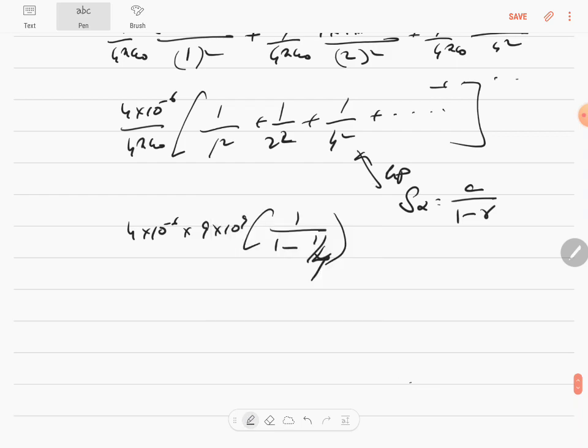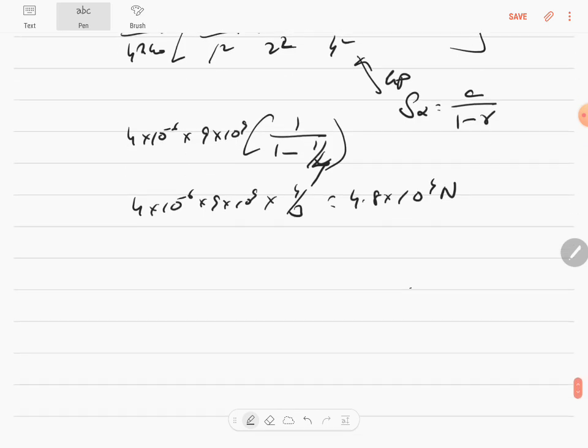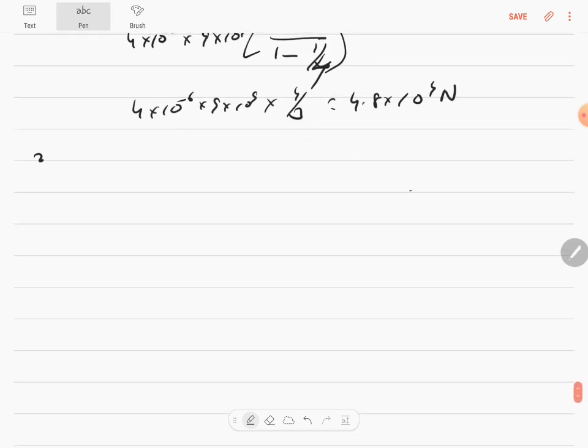So then therefore we'll take LCM. This will become 3 by 4, so it will become 4 by 3. 4 into 10 to the power minus 6 into 9 into 10 to the power 9 into 4 by 3. And whatever this answer is, 4.8 into 10 to the power 4 newtons. This was an IIT question. I'm done with example 20.